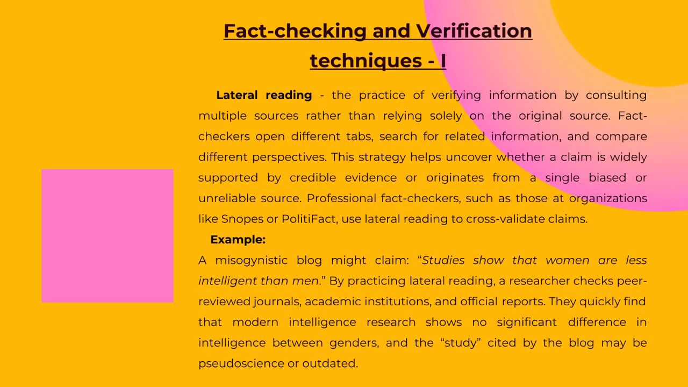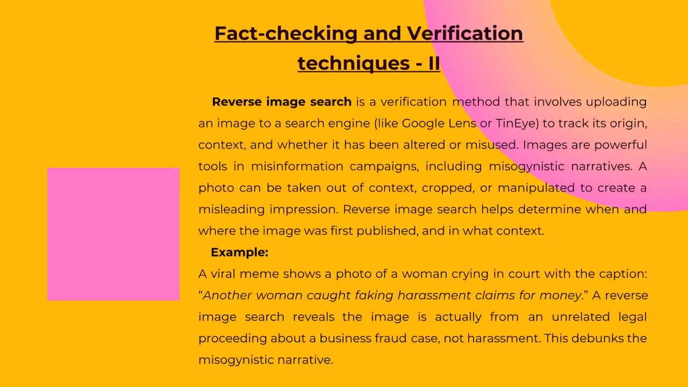Lateral reading is the practice of verifying information by consulting multiple sources, rather than relying solely on the original source. Fact-checkers open different tabs, search for related information, and compare different perspectives. Read the whole text. Reverse image search is a verification method that involves uploading an image to a search engine, like Google Lens or TinEye, to track its origin, context, and whether it has been altered or misused. The example will help you understand how it works.